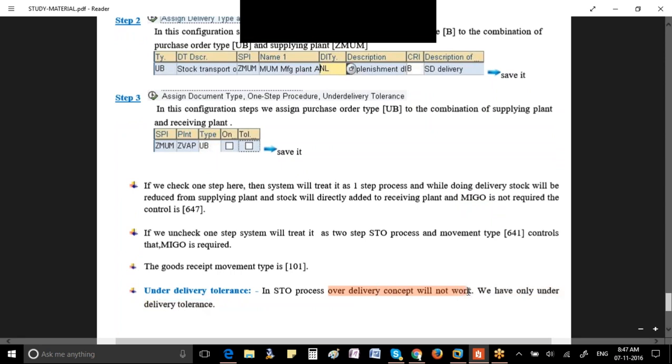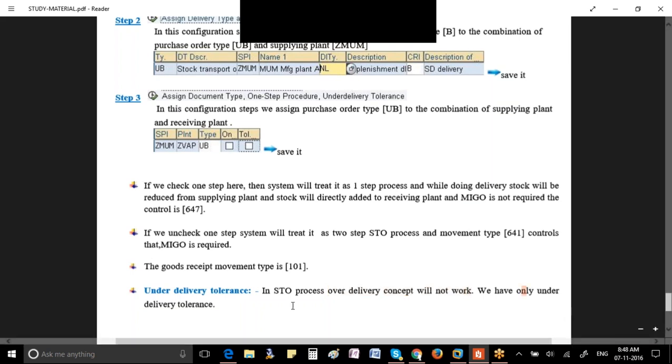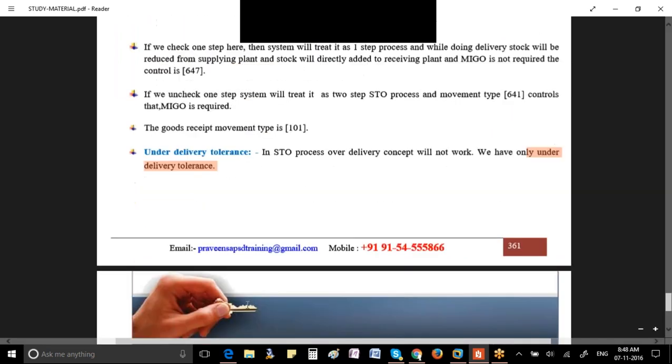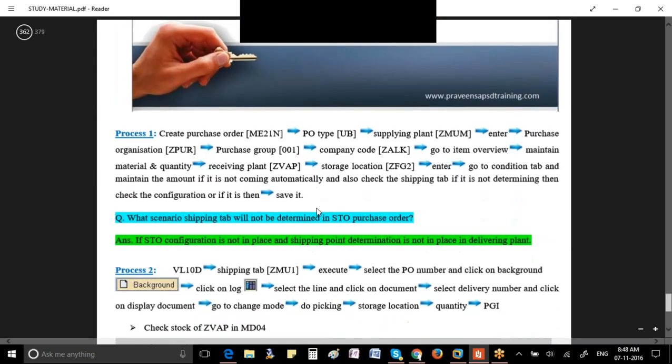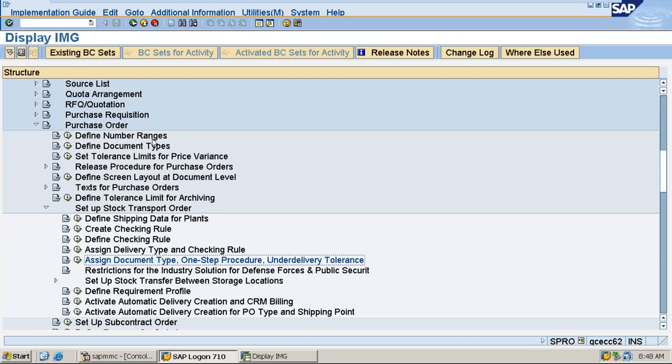Why? Because the STO process is relevant for unlimited tolerance. When you have unlimited tolerance, we cannot have over delivery. Why? Because over delivery tolerance restricts at the higher side. Okay, in STO we have only under delivery tolerance. That means you can say don't send anything less than this, but you cannot restrict by saying send only this number at the higher side. We also discussed this when it came to the delivery types. Okay, so that's the configuration controls we have here. But when we have CRM billing also, this one, activate automatic CRM billing, we will discuss later.